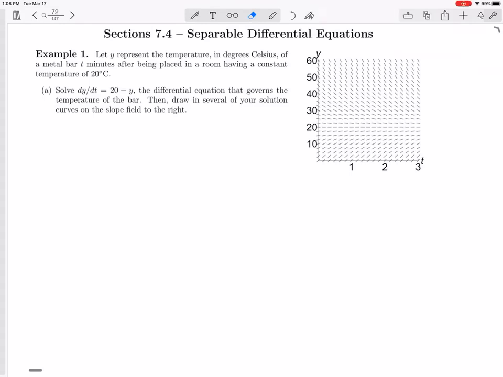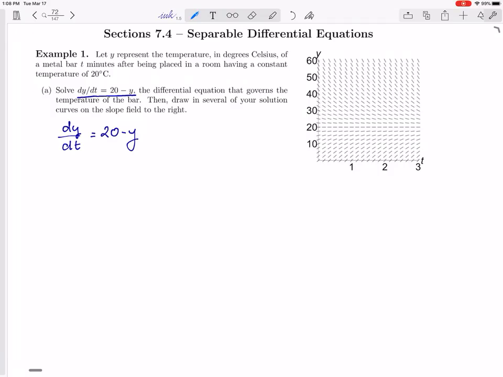Today we're going to learn to find the solution to a differential equation using a method called separation of variables. The differential equation we are going to start with is dy/dt equal to 20 minus y. So we have dy over dt is equal to 20 minus y.